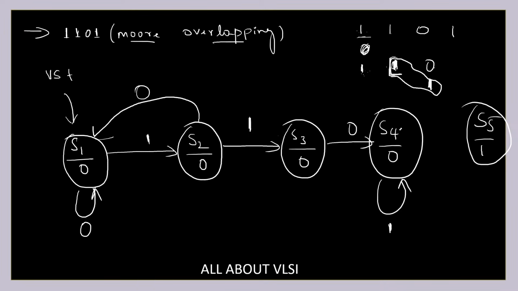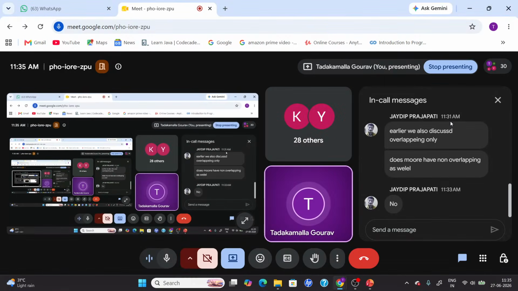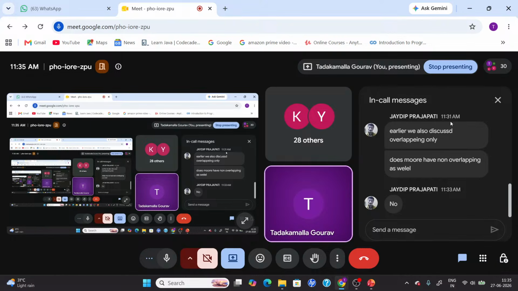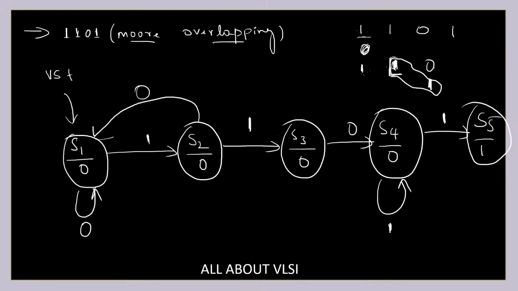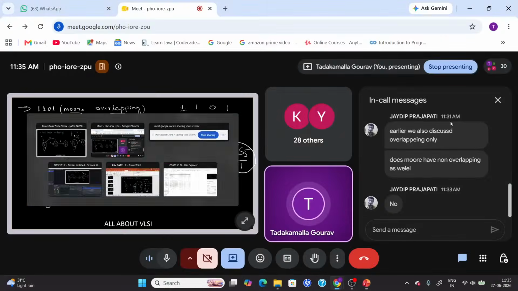Now, let's say 110 is followed by one more 1. Okay, 110 followed by one more 1, I'm going to S step. Is this clear for everyone? Any doubts or any queries? Up to here, is it clear? Any queries or any doubts?